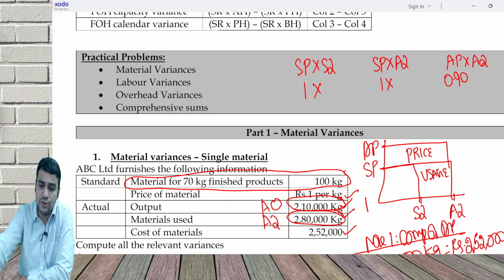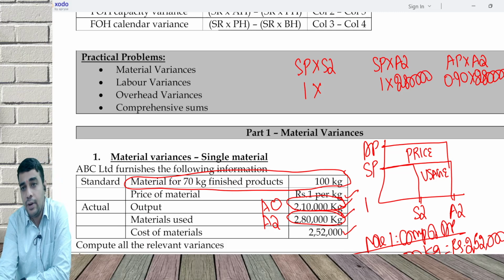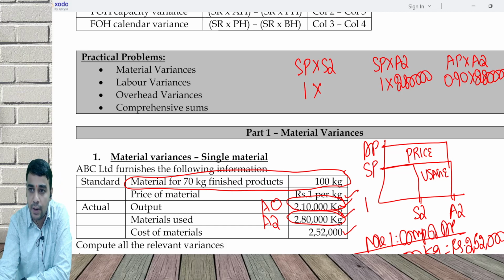How much is AQ? Two places. That is why I said AP into AQ. I could have directly written also. What is AP into AQ? AP into AQ is nothing but actual material cost, which we could have directly copy pasted.